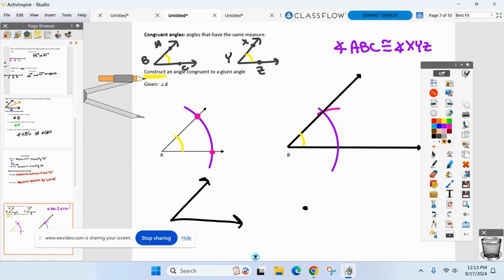Make sure that last step, you do not put your compass point on the endpoint. You put it on where the arc intersected. Okay, now you have to make that arc over here, right, that goes through your ray. Now measure the opening for your points of intersection.